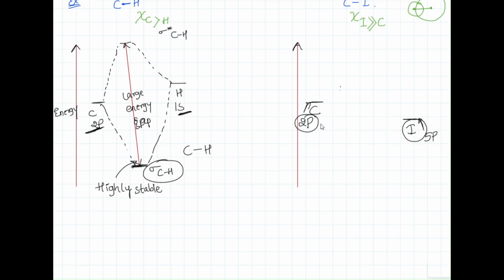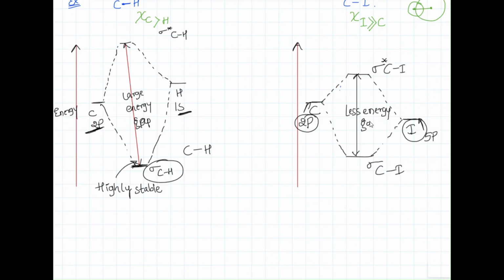It will overlap poorly with the 2p orbital of carbon. Hence the splitting will be less. Less splitting means it also forms sigma C-I and sigma star C-I, but the energy gap between sigma C-I and sigma star C-I is less.